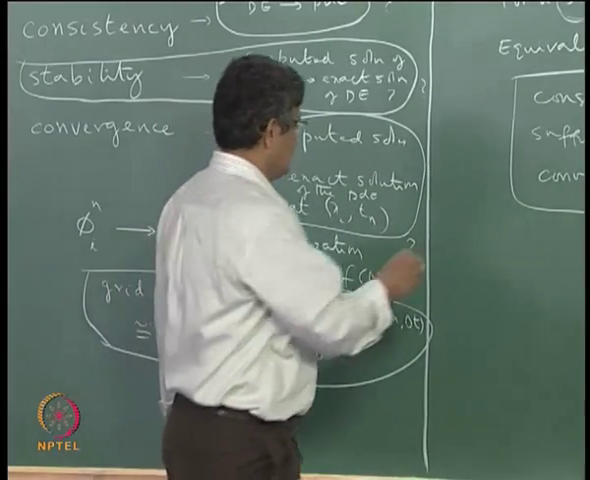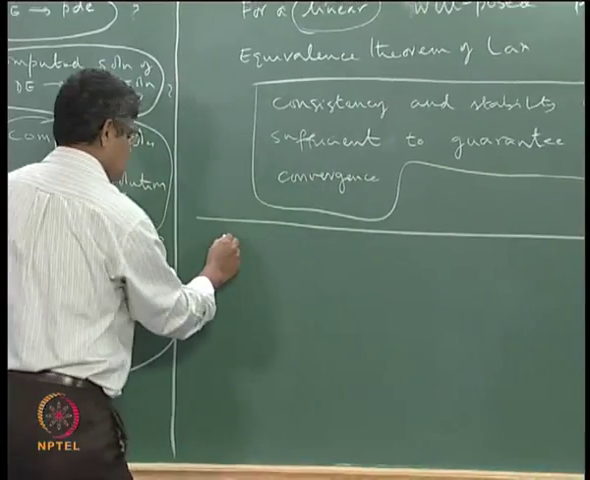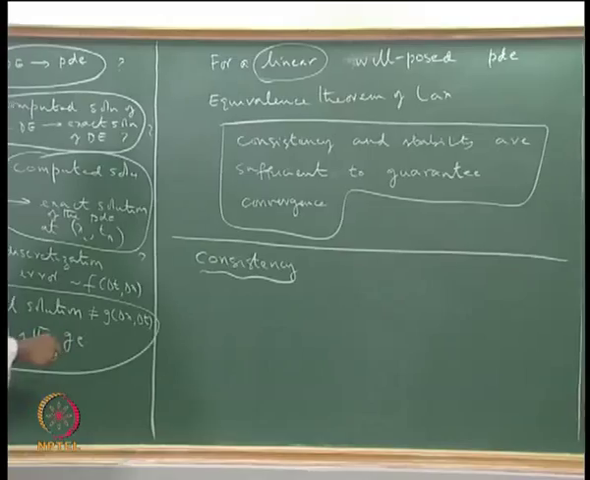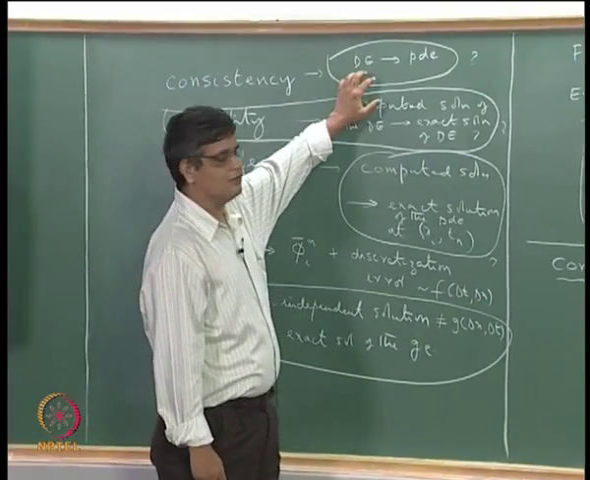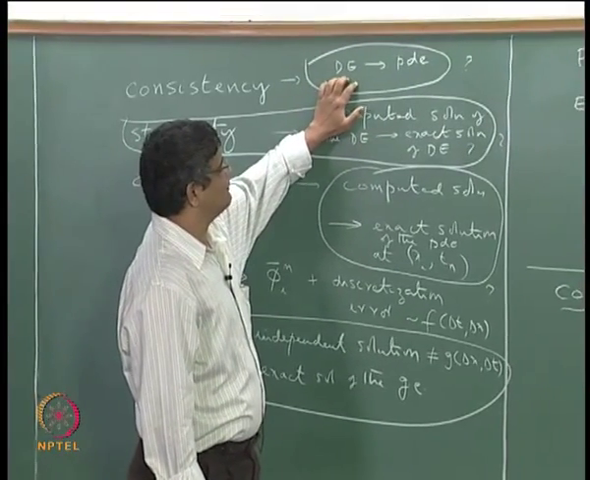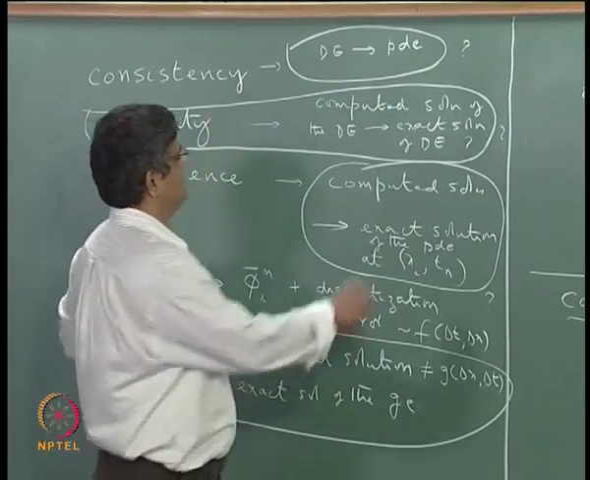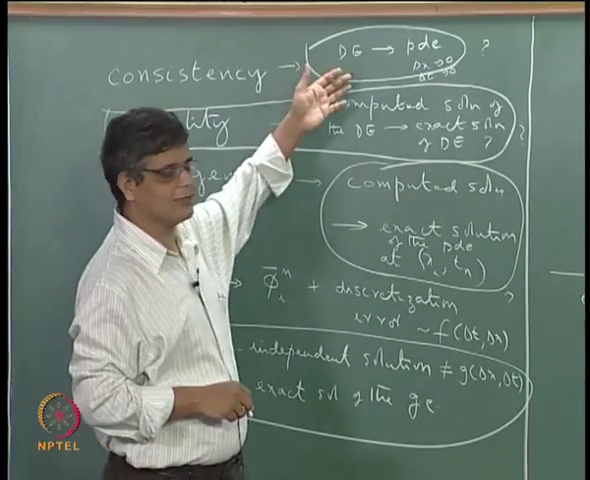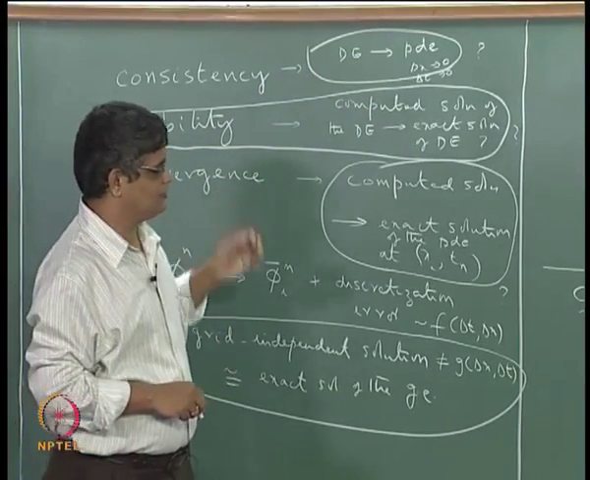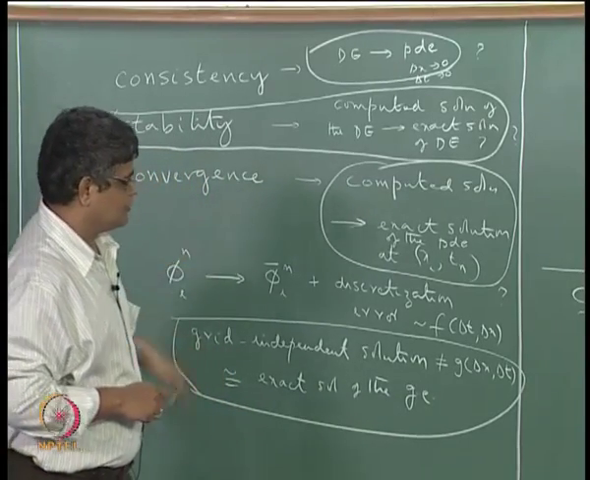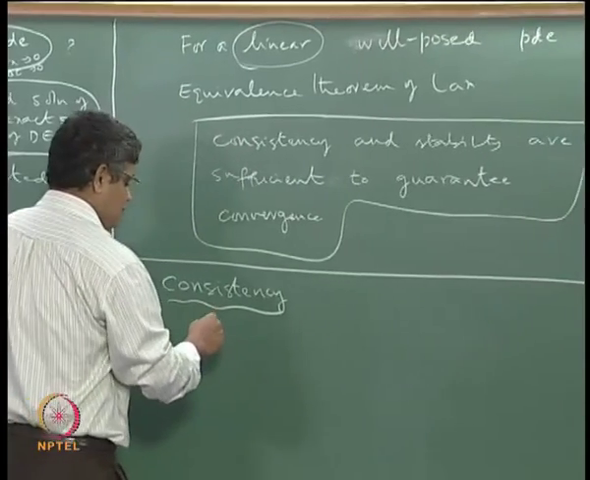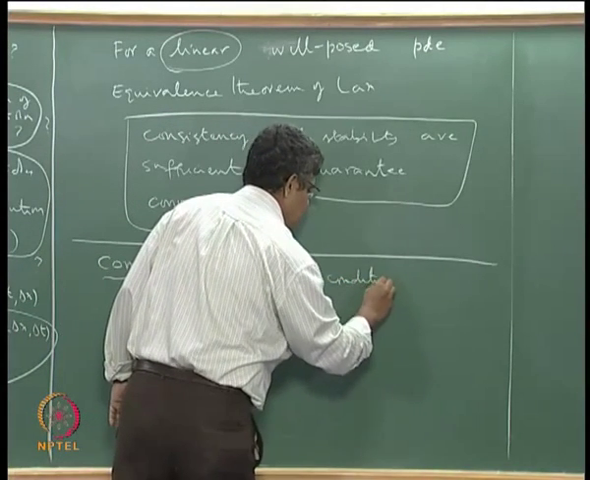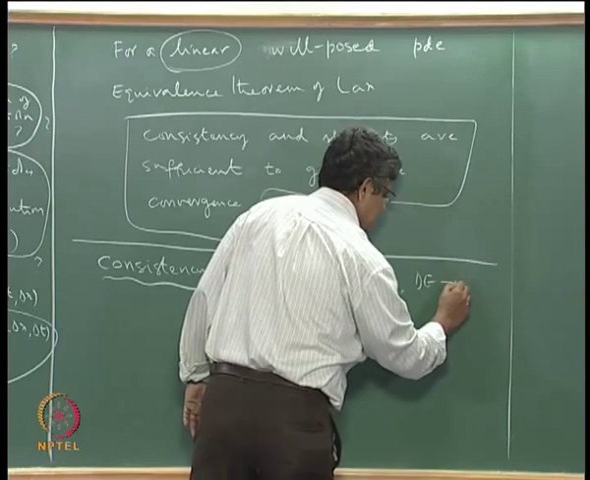So now let us consider how we can do consistency. We have said consistency is a condition which tries to look at whether or not the discretized equation will approach the partial differential equation under the condition of delta x and delta t tending to 0 and any other. If you have a 3-dimensional equation, then delta y tending to 0 and delta z tending to 0 and so on. And so we have to see under what conditions the discretized equation tends to the partial differential equation.